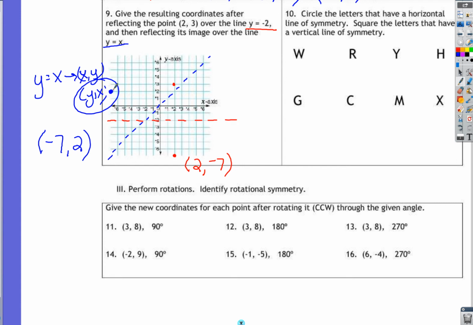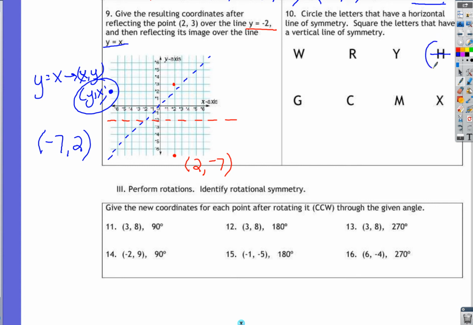Number 10, circle the letters that have horizontal line of symmetry. We know horizontal, think of the horizon, it's going to go across this way. We know lines of symmetry means I can fold it in half, and it's going to be on top of itself, right? Can I take my W and draw a horizontal line across it? No. My R? No. Y? No. H? Yes.